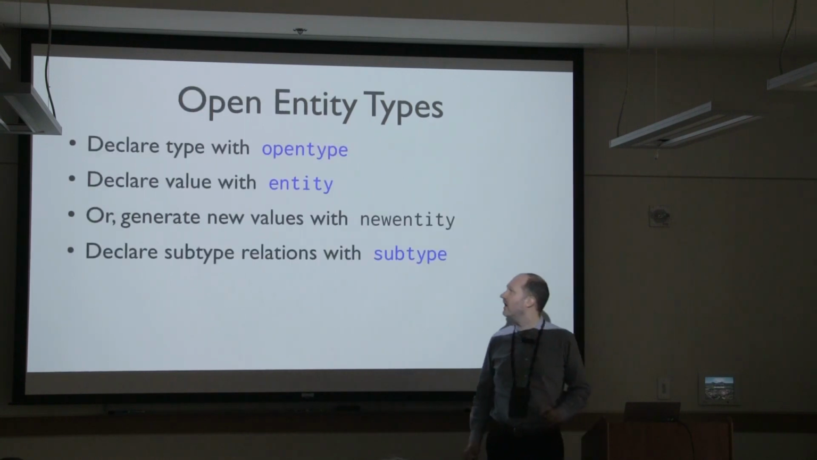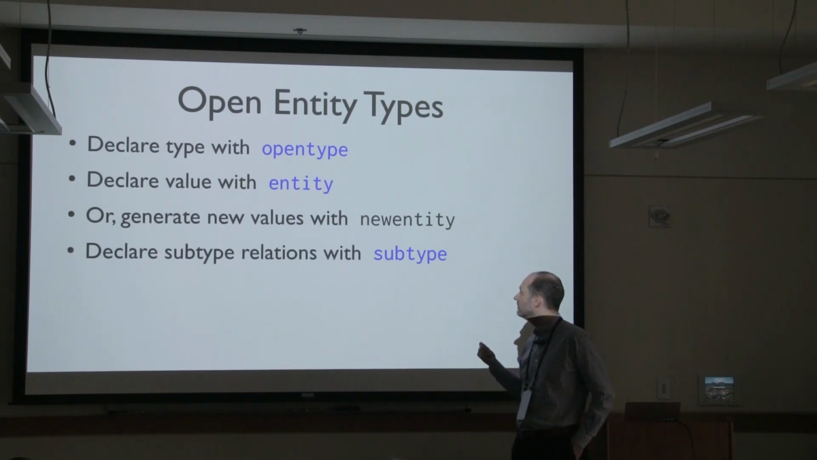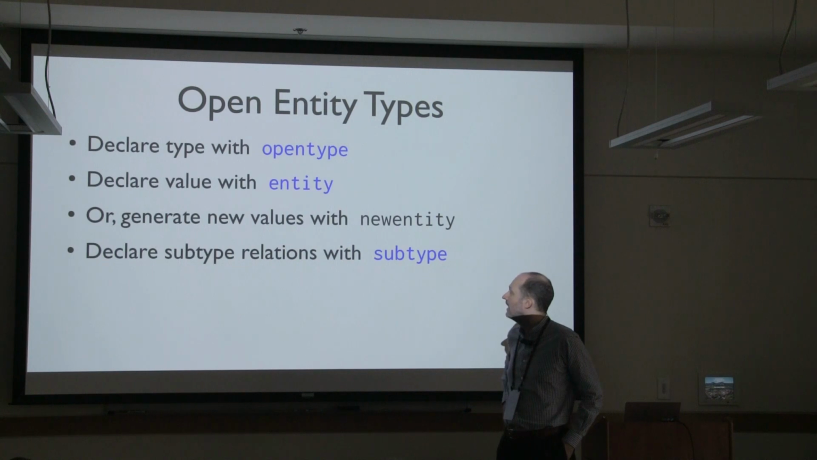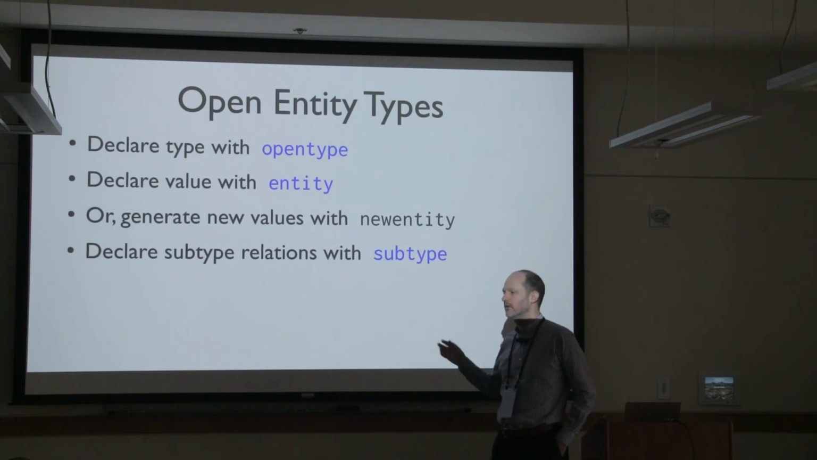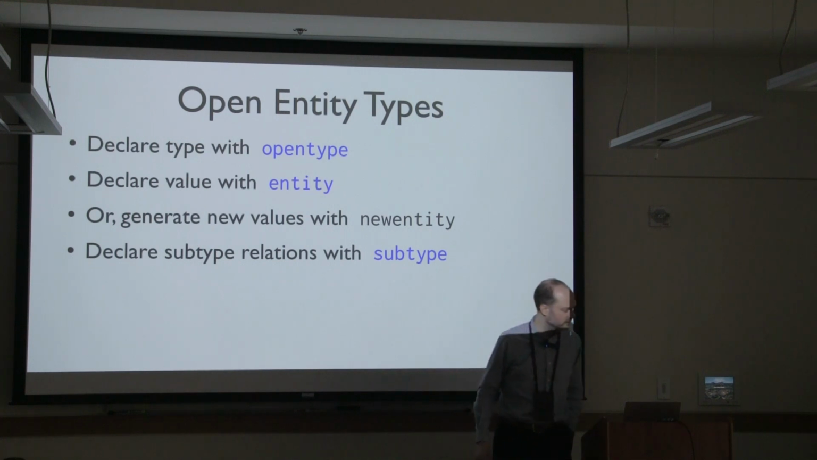So open entity types, you declare them with open type. You can declare a value statically with the entity keyword. You can generate values with new entity, which is a function, not a keyword. And you can also declare subtype relationships with the subtype keyword. You can say subtype P is less than or equal to Q. And if P and Q are both open entity types, that will make P a subtype of Q. And if you want to declare a cycle of subtypes, that's fine. It'll just make all those types equivalent.